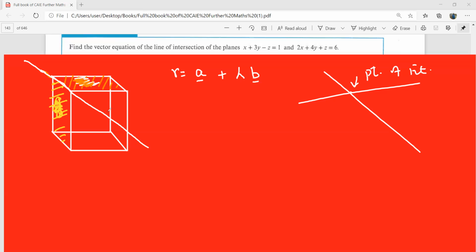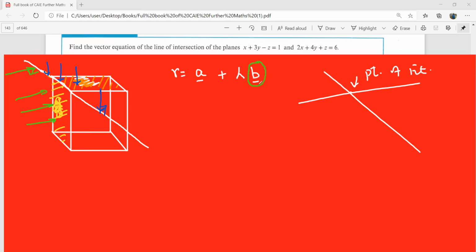Yes or no? The normal to this plane is going to be like this, so this is going to be perpendicular to this line, and the normal to this plane is going to be like this. So this is going to be perpendicular to this line as well. Obviously, this line is contained by both the planes. Since a normal is perpendicular to the plane, the normals to both these planes have to be perpendicular to this line. So this problem is going to be solved: how to find the direction vector of this line.